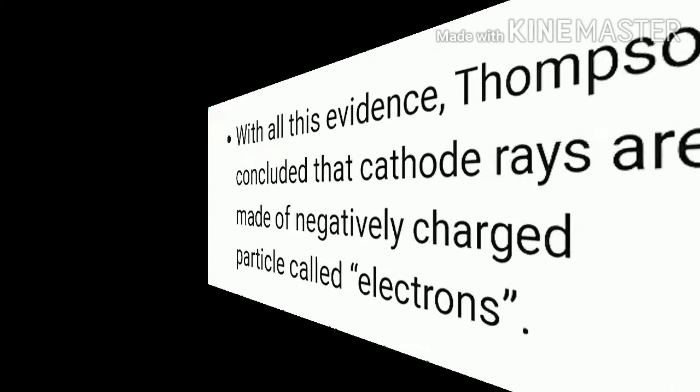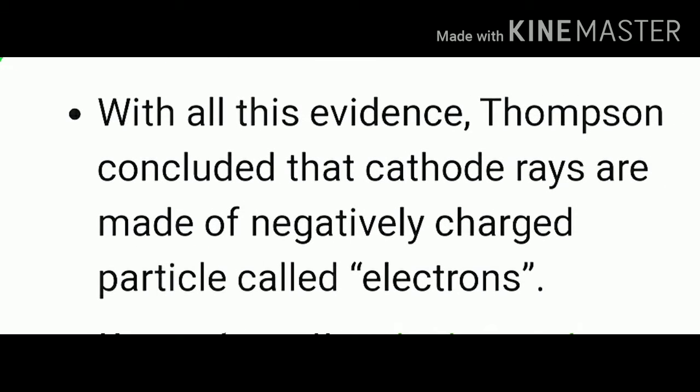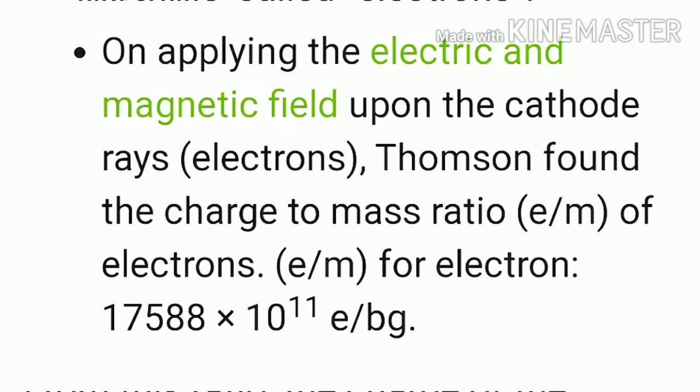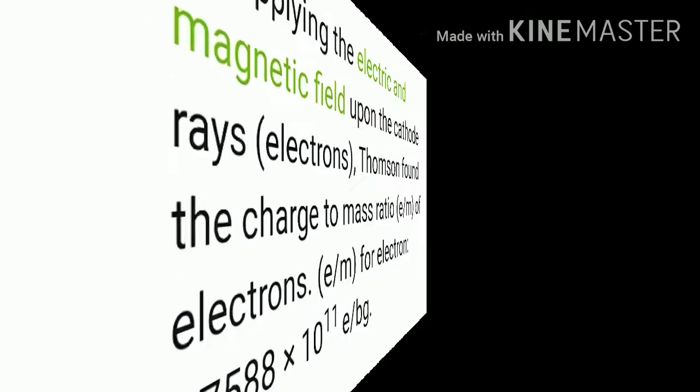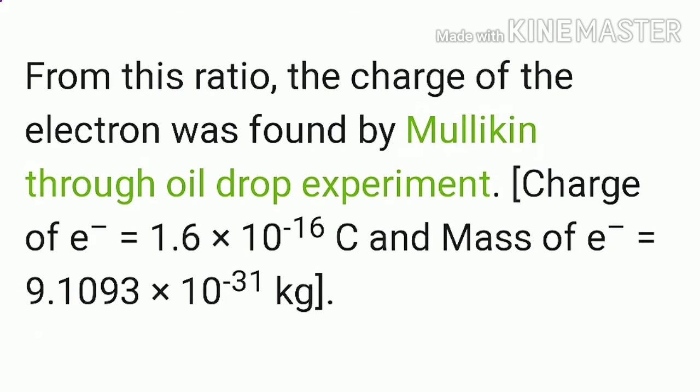With all this evidence, Thomson concluded that cathode rays are made up of negatively charged particles called electrons. On applying electric and magnetic fields upon the cathode rays, Thomson found the charge to mass ratio of electrons. From this ratio, the charge of the electron was found by Millikan through the oil-drop experiment.